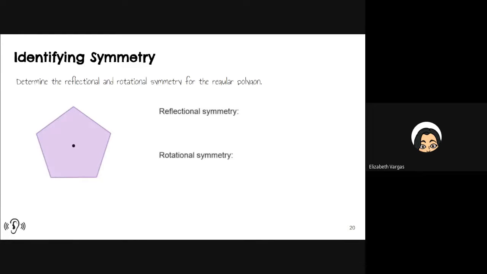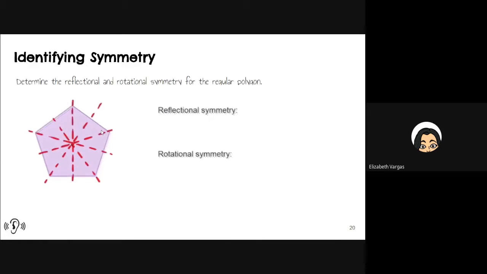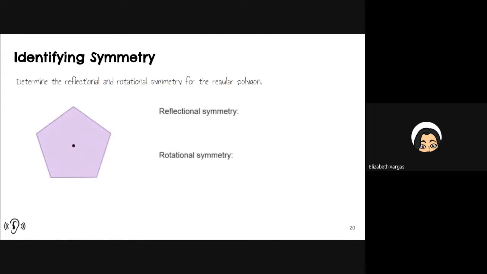Yeah, like the number. What number? How many lines of symmetry would that regular polygon have? Well, we know that the number of reflectional symmetry is equal to the number of sides. We have 5 sides. 1, 2, 3, 4, 5. So we would have 5 reflectional symmetry. The number of reflectional symmetry is equal to the number of sides, so 5 is our answer.